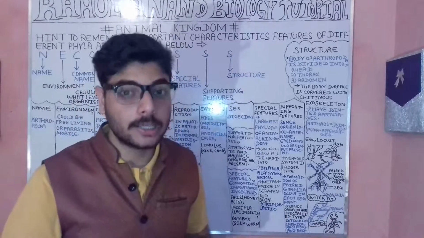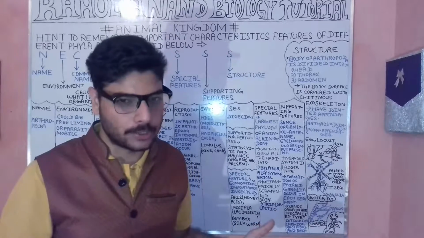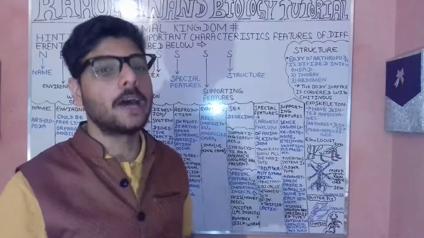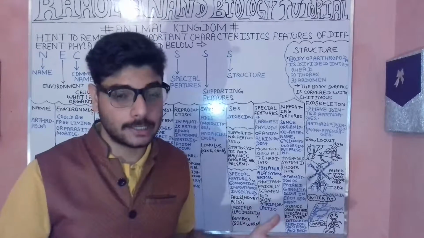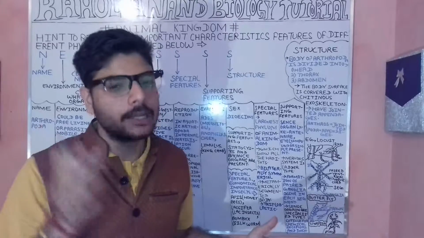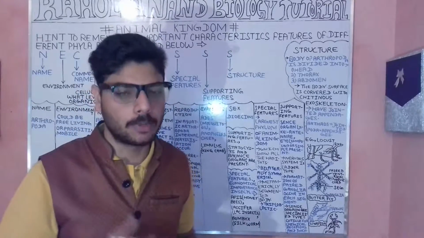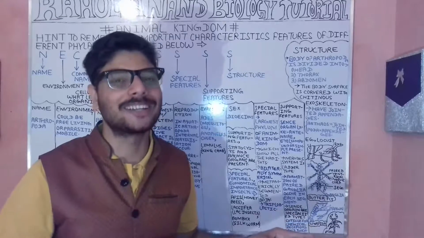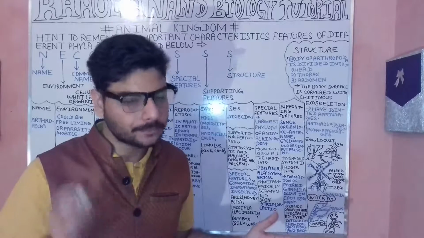So when we are talking about the economic importance of the arthropods, these are particularly divided into broad categories. Such as Apis. So Apis are known as the honeybees, further divided into broad categories such as Apis indica, Apis dorsata, Apis mellifera, etc.